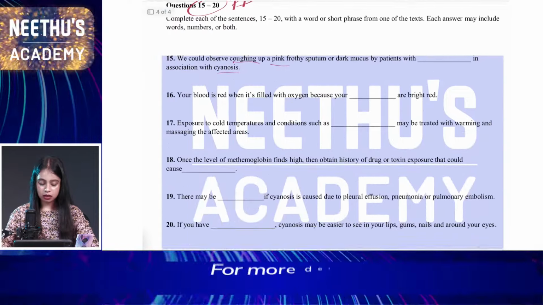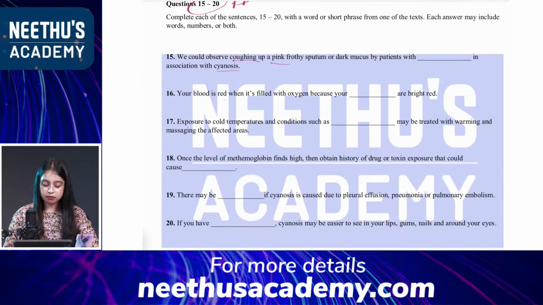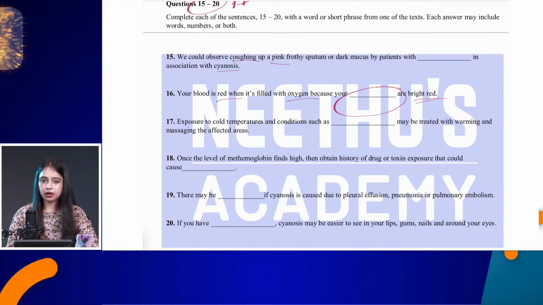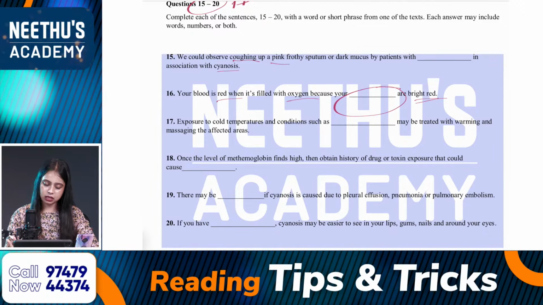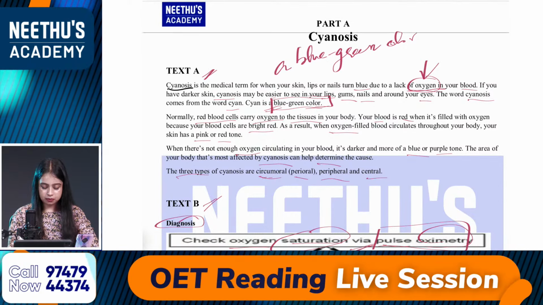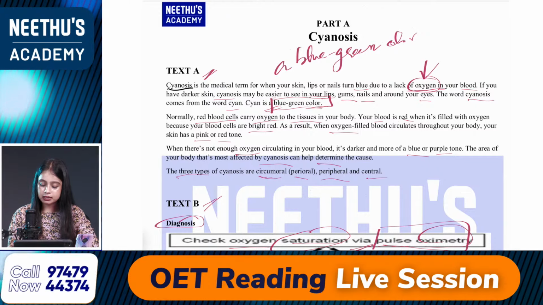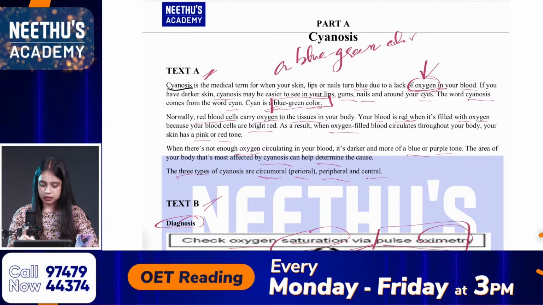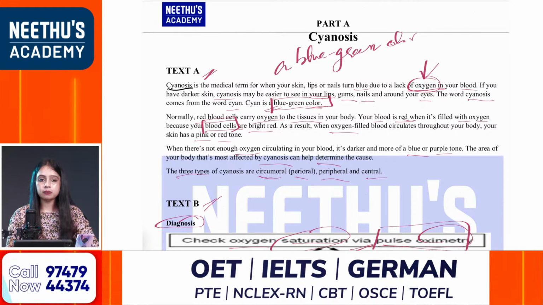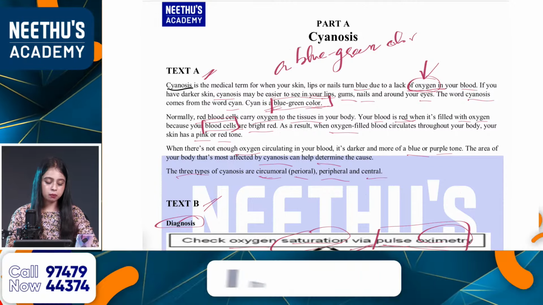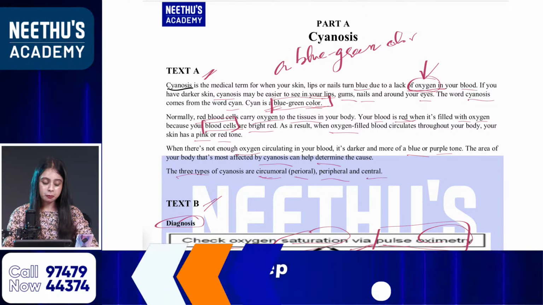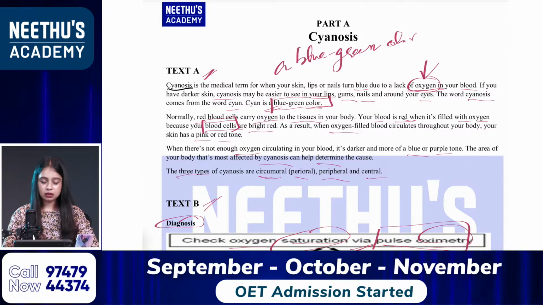Answer is heart failure. 16th one, your blood is red when it is filled with oxygen because of your dash are bright red. So what is bright red? Connected to blood, I guess. Yeah, of course. That's from text A. Your blood is red when it is filled with oxygen because your blood cells are bright red. Answer is blood cells. Yes, Jobin, Jinsa, it was heart failure for 15th question.